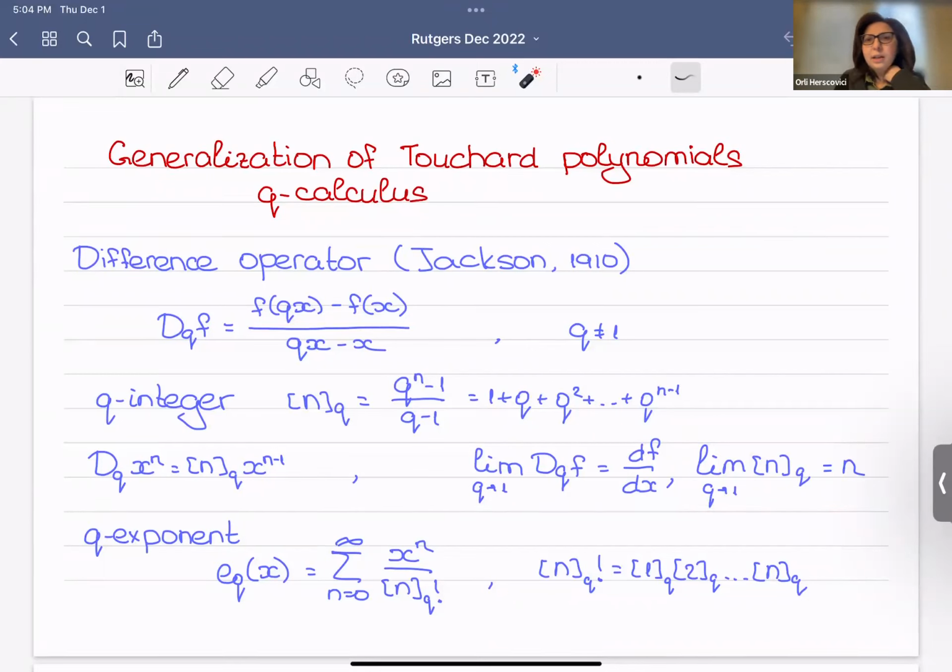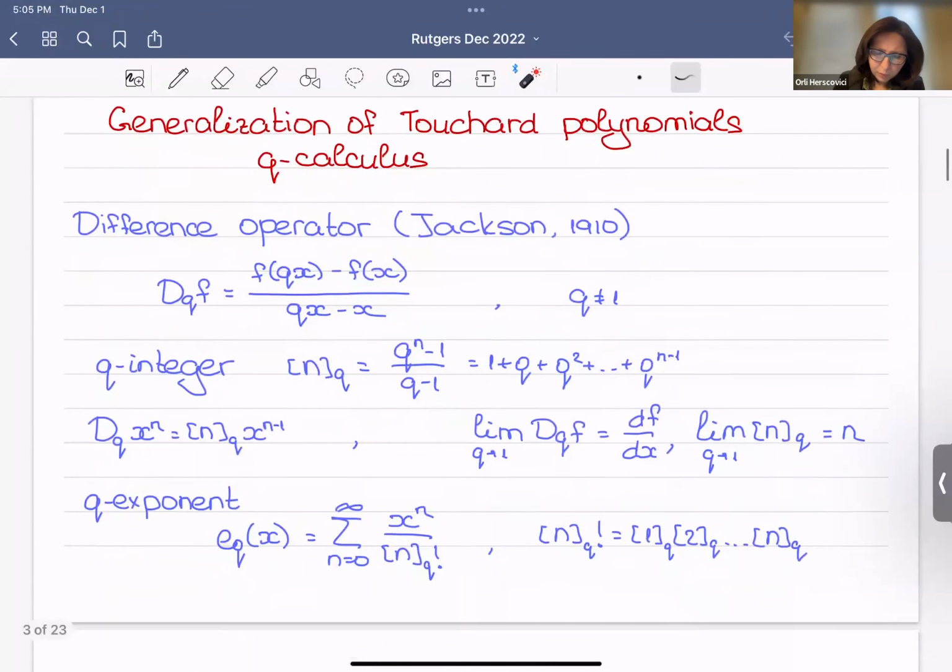So as in the classical case for the Newton derivative, where we have the exponential function as an eigenfunction of the differential operator, here we also have such a function. This will be the q-exponent, and there are different forms to write the q-exponent. I will present just this one, as a power series. So we have a form very similar to the Taylor series of the exponential function. We have powers of x, and now, instead of n factorial, we have a factorial of q-integers.